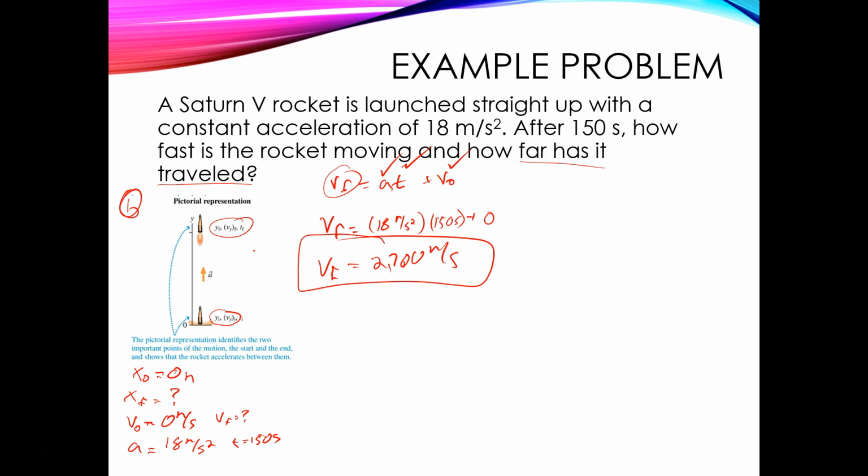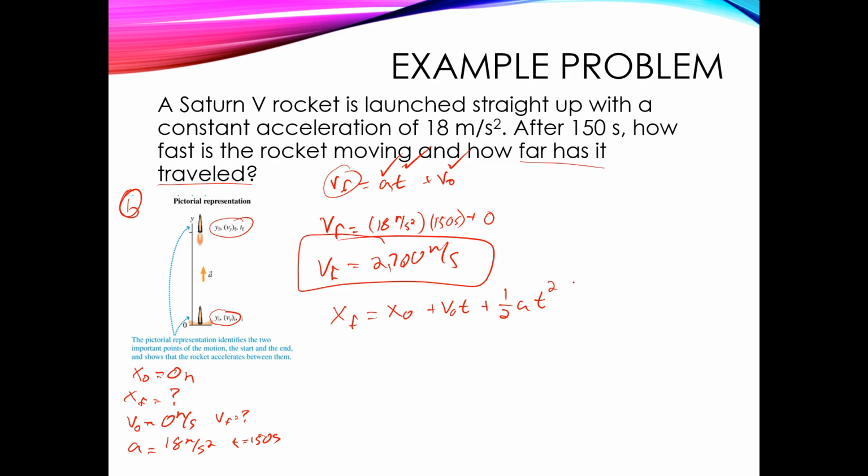Now we want to know what our final position is. And looking at what we know, we see that our second equation, or my favorite equation, is going to be very useful in solving this. That equation tells us that our final position is equal to our initial position plus our initial velocity times our time plus 1/2 times our acceleration times our time squared.